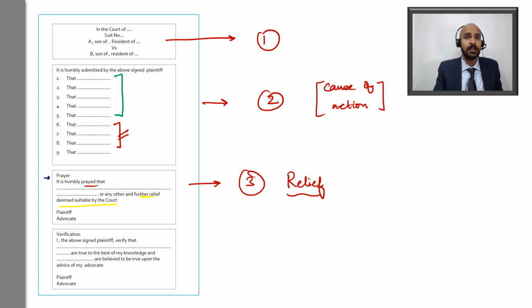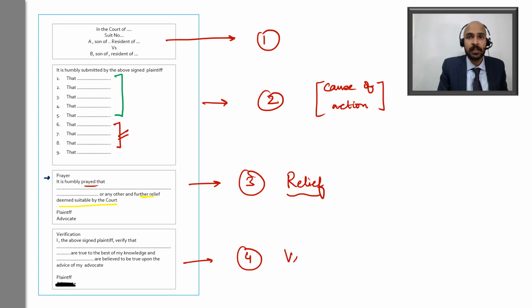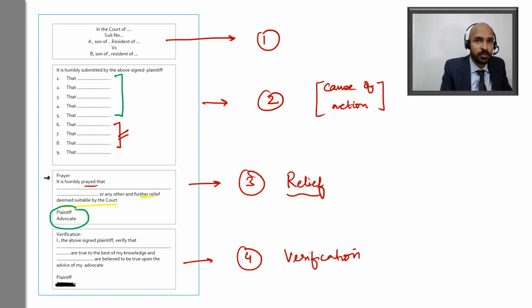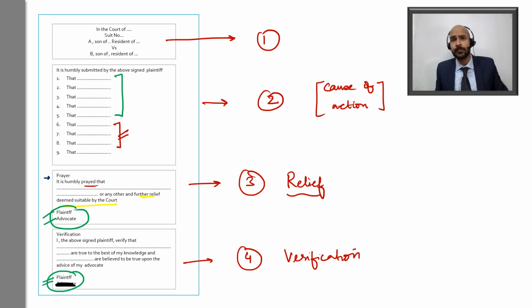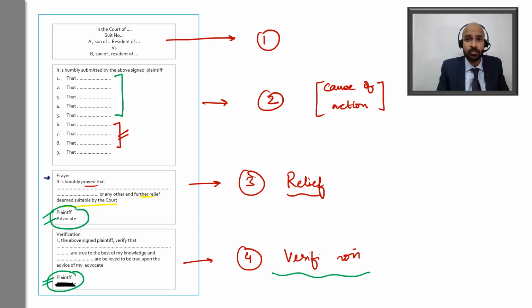And then you have the final part, which is called the verification. There's a slight typo in here. Let me just strike this part off. Okay. So you can see here in the verification, basically you verify that what has been said in the plaint is true. So you saw that I just struck off advocate from here. That is because in the relief you will have the signatures of both the plaintiff and the advocate, but in the verification it's only the plaintiff. So in the verification, the plaintiff verifies that whatever he said is true.